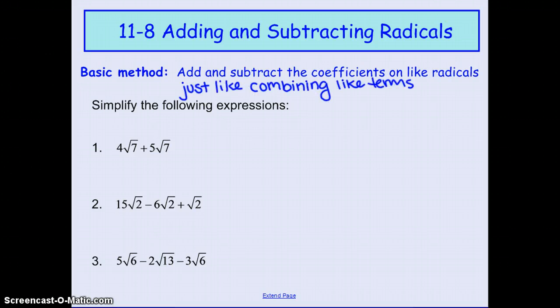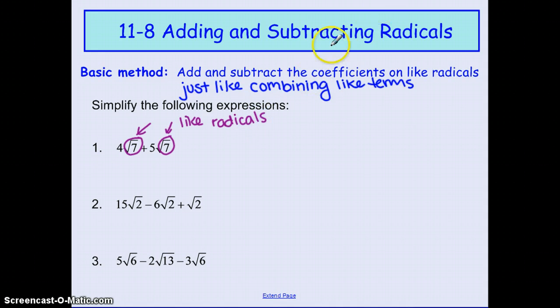So here's what I mean. If we want to simplify these expressions that I've put here, this first one says 4 square root of 7 plus 5 square root of 7. So the first thing we see is this is a square root of 7 and this is a square root of 7. This is what we mean by like radicals. The two pieces that are being added together have the same radical. It's just like they both had x or they both had x squared, etc.